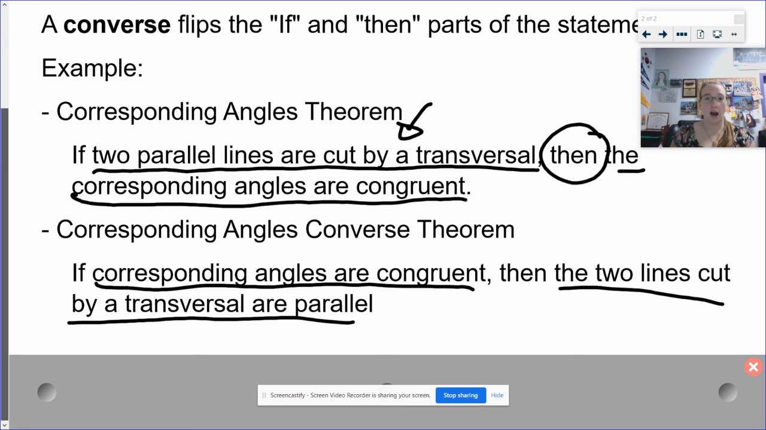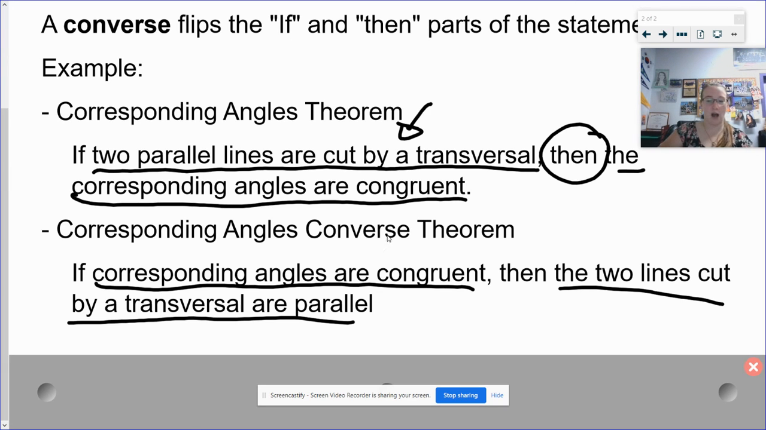So again, a converse statement, you want to have this copied down. A converse statement flips the two parts, but it still creates a true statement. Not everything works this way. I can't flip every single if-then statement and still have it be true, but this is. If this relationship applies, if corresponding angles are congruent, then we do have parallel lines.